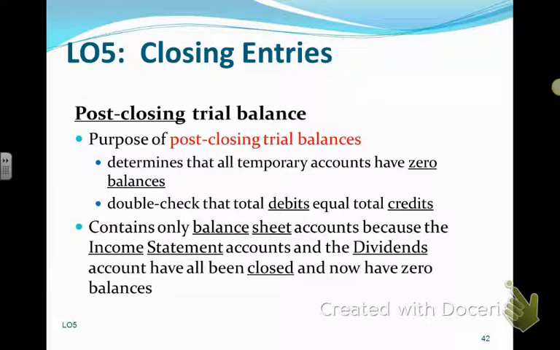The post-closing trial balance will have only what types of accounts in it? Permanent accounts. And what does a post-closing trial balance do? Similar to the trial balance, it's just a test to make sure our debits and credits equal. It will only contain balance sheet accounts because all the income statement and dividends accounts have been closed.